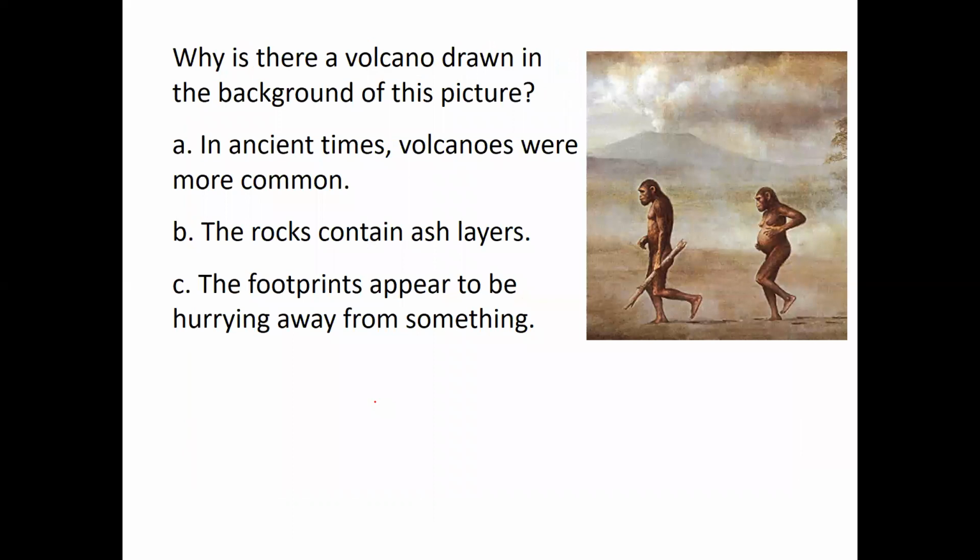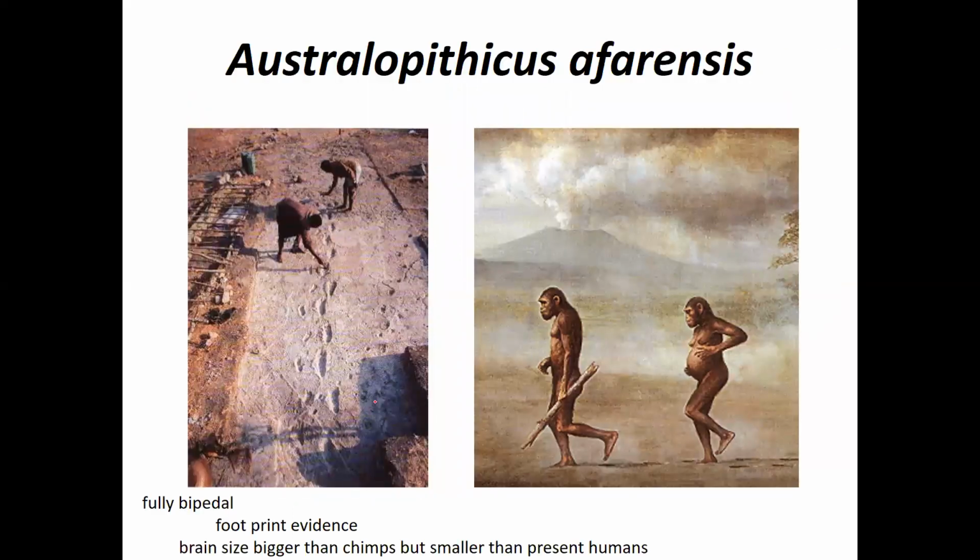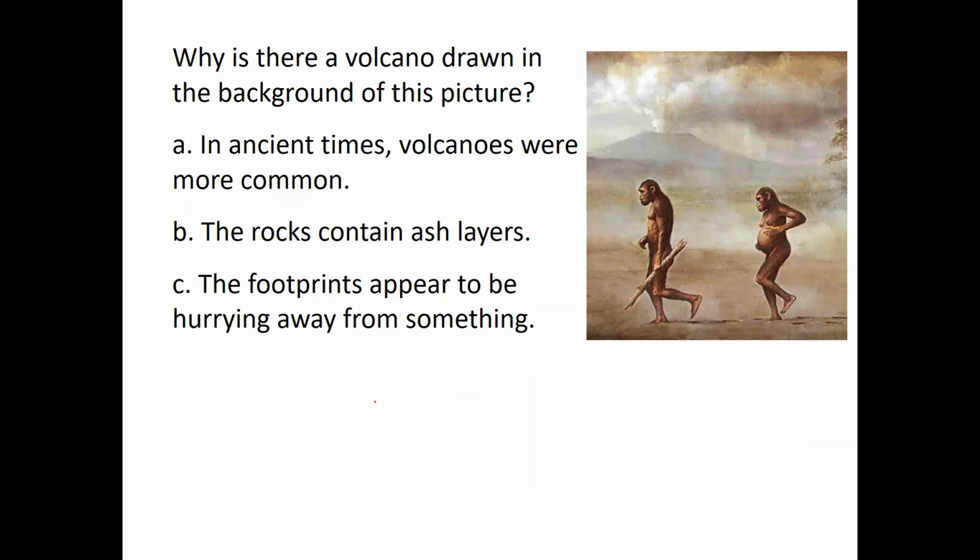So the question is, why is there a volcano drawn in the background of this picture? This picture is an illustration of the Australopithecus that made these footprints. In ancient times, volcanoes were more common. The rocks contain ash layers. The footprints appear to be hurrying away from something. Well, the footprints were made in a layer of ash. So the artist took the interpretation that there must have been a volcanic eruption in the recent past, or occurring at the time that those footprints were being made.